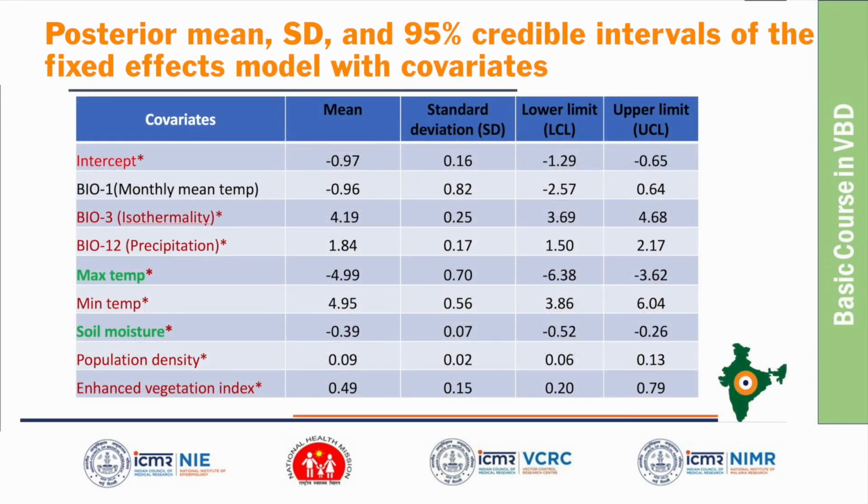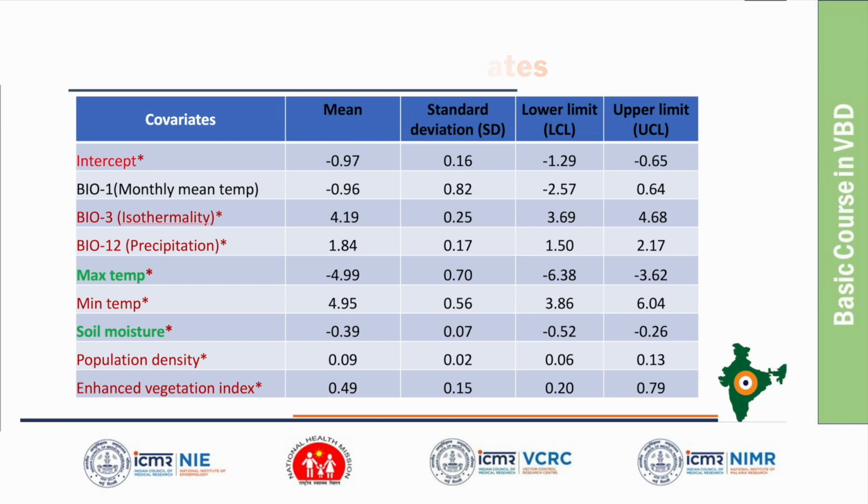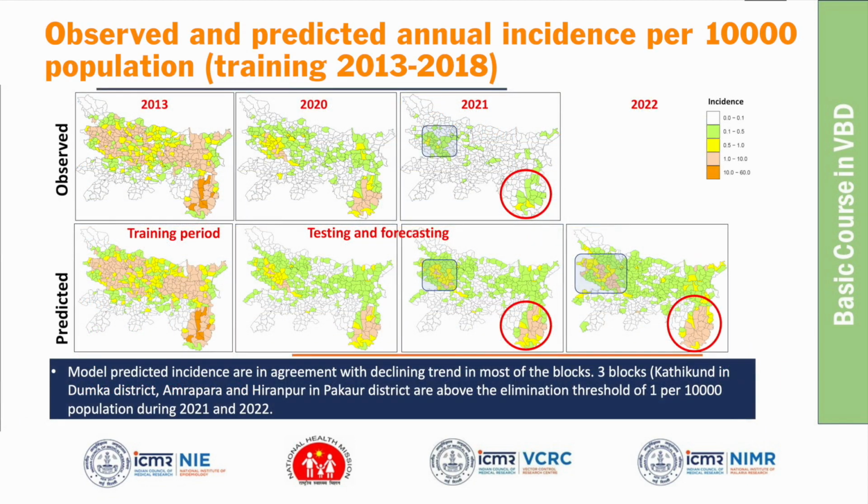And then after fitting the fixed effects model, that is only with the covariates, we found 5 variables: Bio 3, Bio 12, minimum temperature, population density, and enhanced vegetation index. These are the 5 variables which are directly positively correlated with VL incidence in India. And then we found that maximum temperature and soil moisture are negatively correlated with the VL incidence in India.